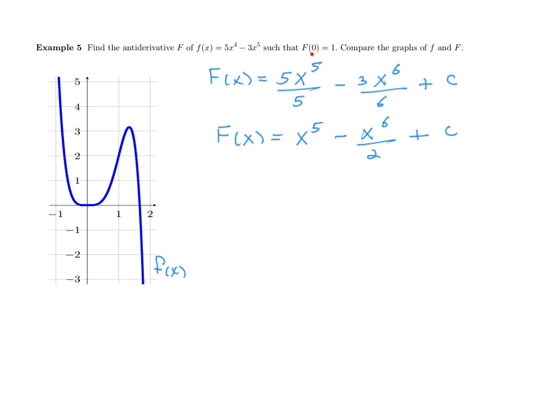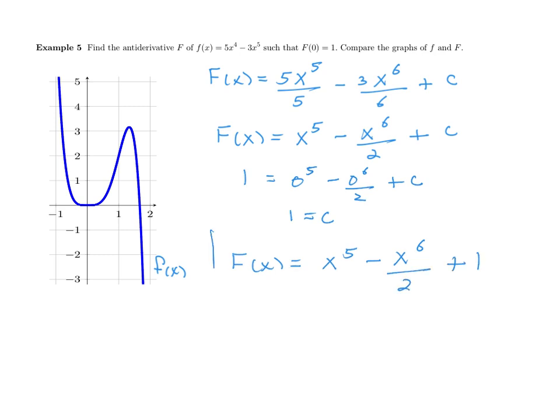I'm given that F of 0 is equal to 1. I'll put 1 here and 0 here, and that actually tells me what c is equal to. So 1 is equal to 0 to the fifth minus 0 to the sixth over 2 plus c, and therefore c is equal to 1. I've found the antiderivative that I'm looking for. It's x to the fifth minus x to the sixth over 2 plus 1.